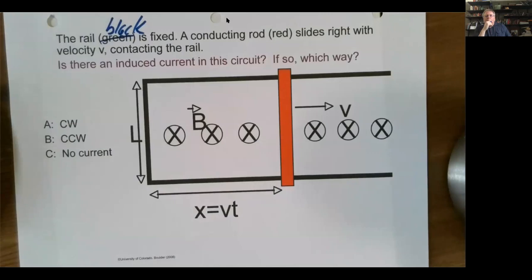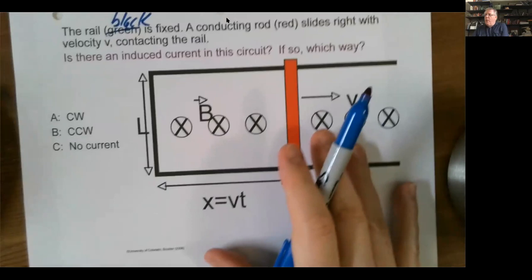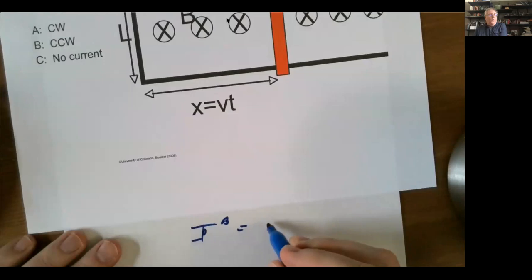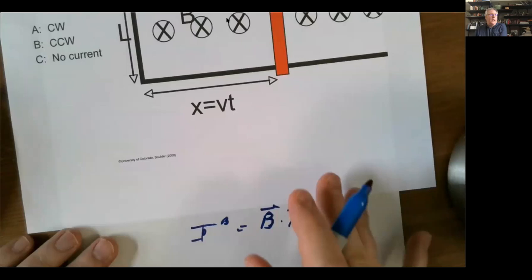Anyone confused by this question? Yeah. Remember, what we're looking for is a changing flux, which is B dot A, right? It's how much field times how much area. So we don't need a changing magnetic field, we need a changing magnetic flux.